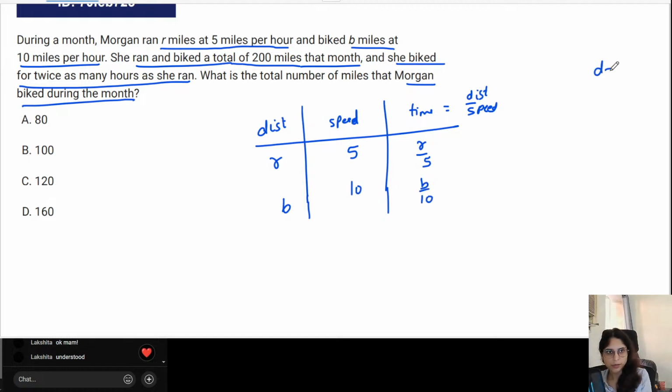So remember D is equal to RT. This is your speed, this is time, this is distance. And from here, you can see time is going to be D over R, distance over speed. So you can make all the other formulas from there.